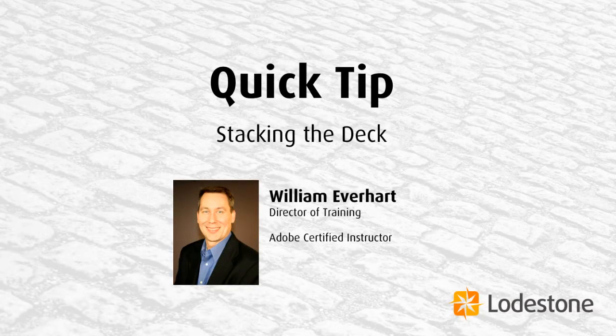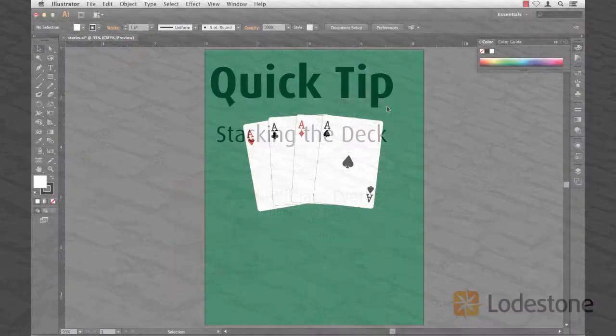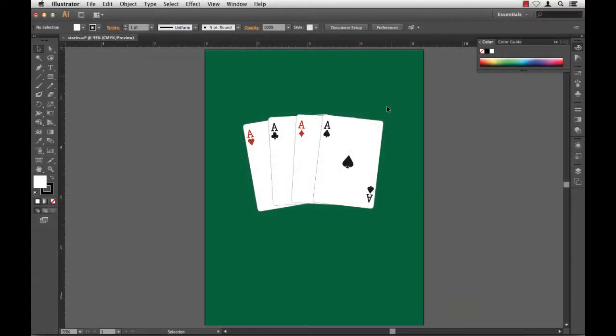This week's quick tip is dealing with the stacking order of your artwork. I'm using Adobe Illustrator here to illustrate this particular procedure. So the problem is I have my stack of cards here, and I want to bring the Ace of Hearts here and nestle it between the Ace of Diamonds and the Ace of Spades.